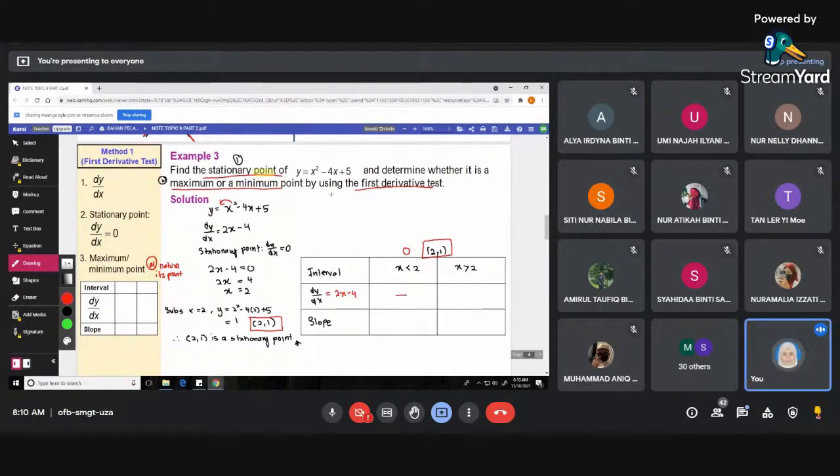Choose one number. X is greater than 2. What is the value of x? You can choose any number. Find one value of x. 3. Okay. Substitute 3 in dy dx. What is the value?